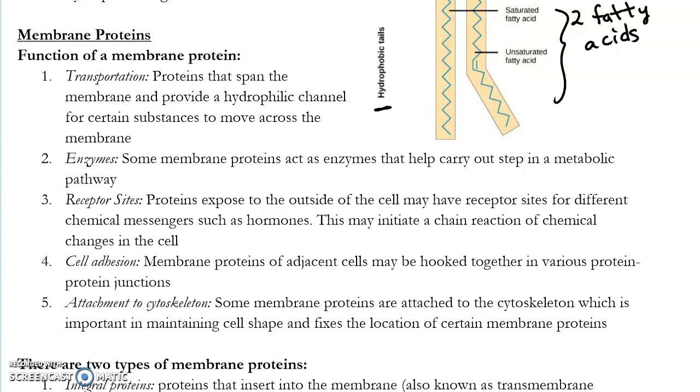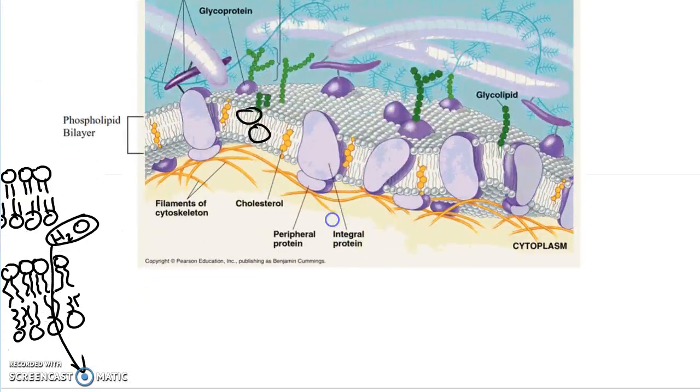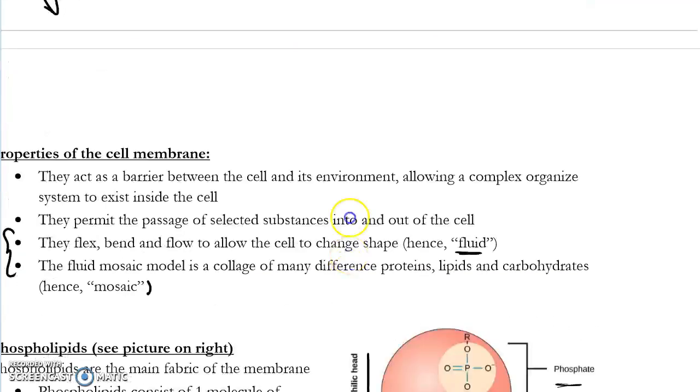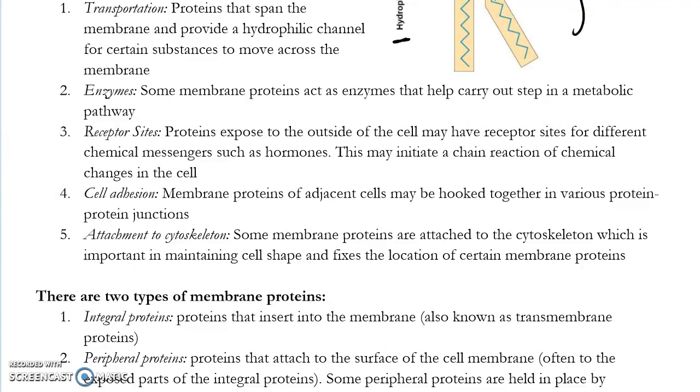There's also the attachment to the cytoskeleton. For those of you who remember mitosis, we talked a bit about the cytoskeleton, but this helps maintain cell shape. So if I scrolled up to the picture at the top, you'll see the cytoskeleton, these small little yellow components at the bottom right here. Right, so the proteins help attach to it, and it helps hold the shape of the cell. That is the attachment to the cytoskeleton. That would be point number 5.